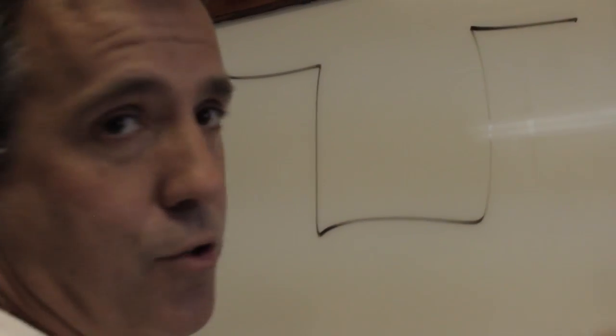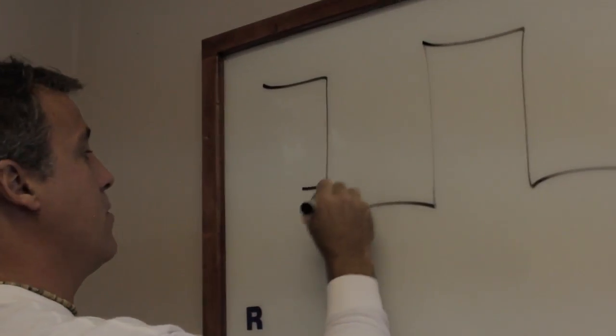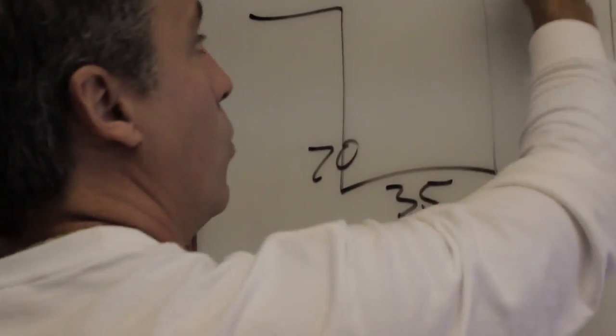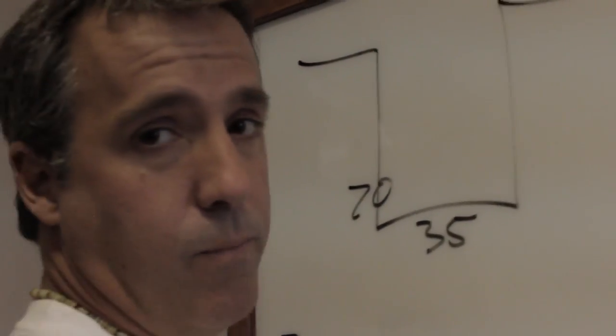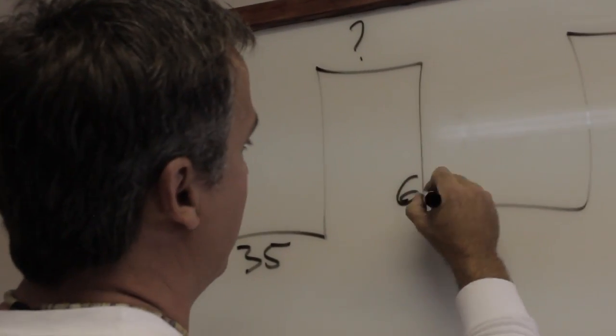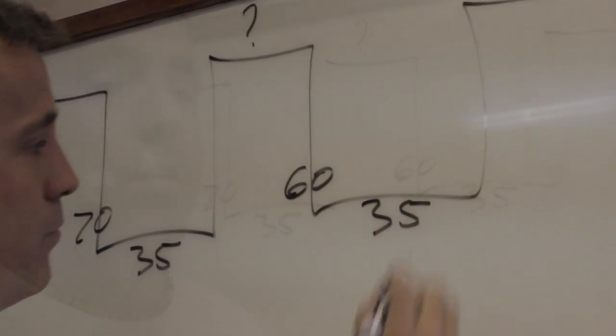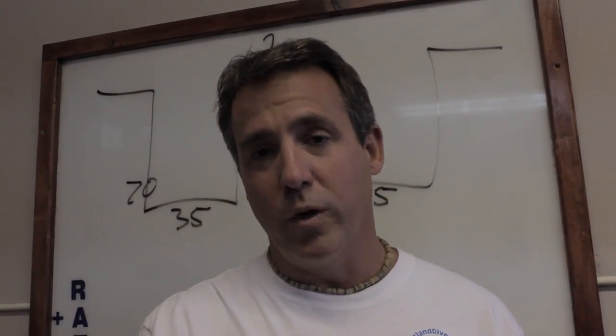Let's say we want to do 2 dives. First dive is 70 feet for 35 minutes. We don't know how long we have to stay out of the water. Second dive is 60 feet for 35 minutes. The question on the final exam will read, what is the minimum surface interval between 2 dives?